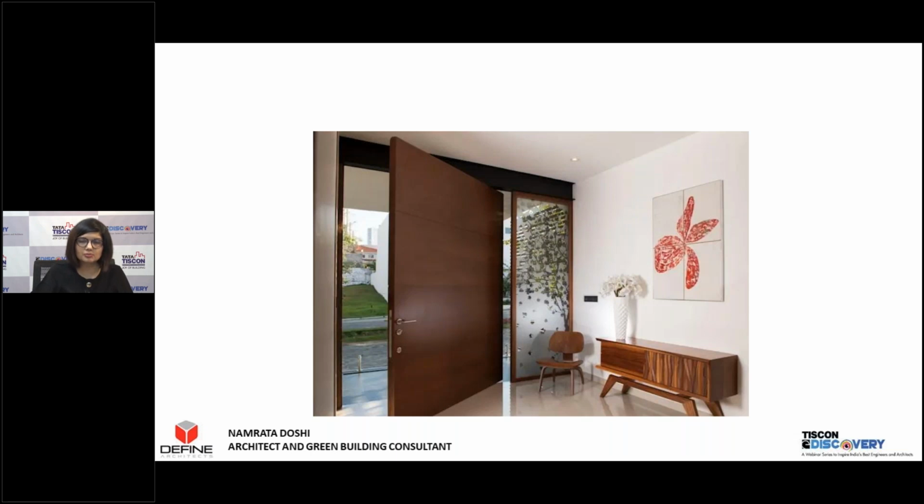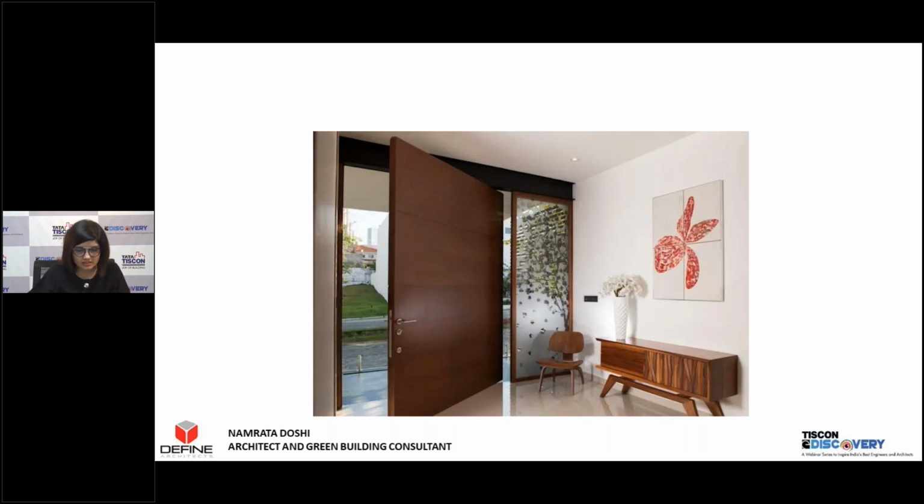What you see here is just a couple of ideas on how openings are dealt with. The reason I'm using the word openings and not doors and windows, you'll find me using the words doors and windows very minimally in this entire talk, is because it limits us. Thinking of a door as a door limits us. Thinking of a window as a window limits us. We should understand how openings can be designed beautifully and still take care of ventilation.